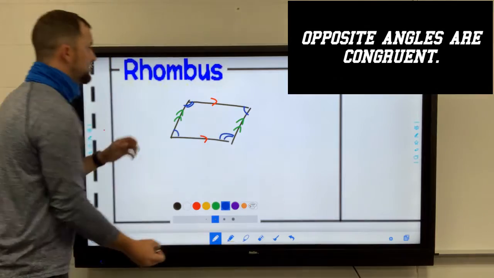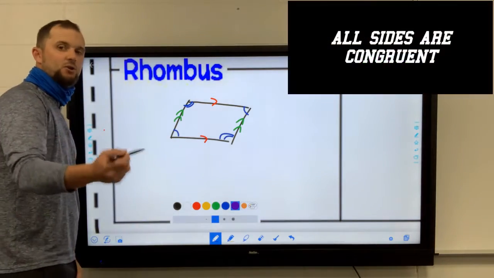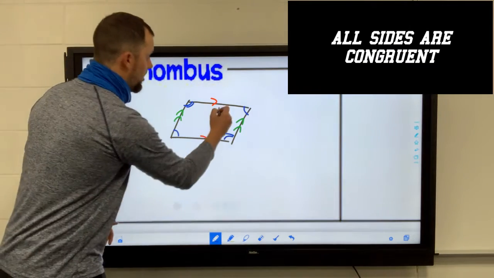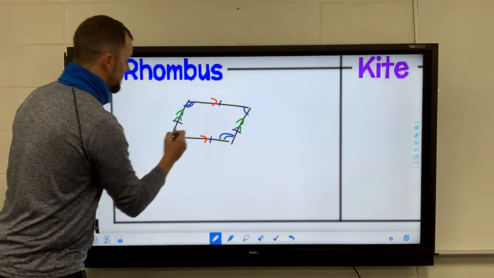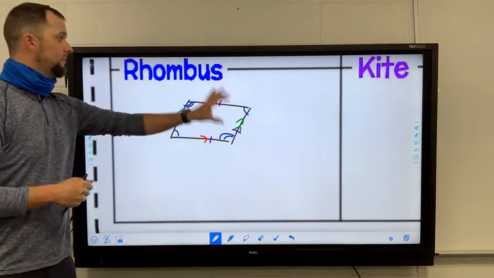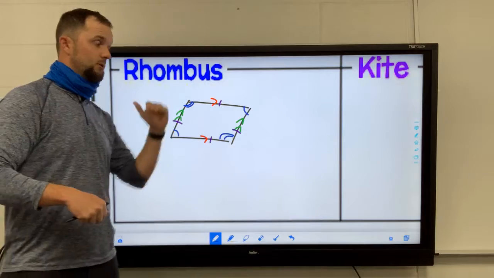But the only difference between a rhombus and a parallelogram is that all of the sides are congruent. So basically, a rhombus is a parallelogram where all of the sides are congruent to each other. So that makes a rhombus, ladies and gentlemen, okay? Everything a parallelogram is, with all the sides congruent, makes a rhombus. Let's jump over to a kite.